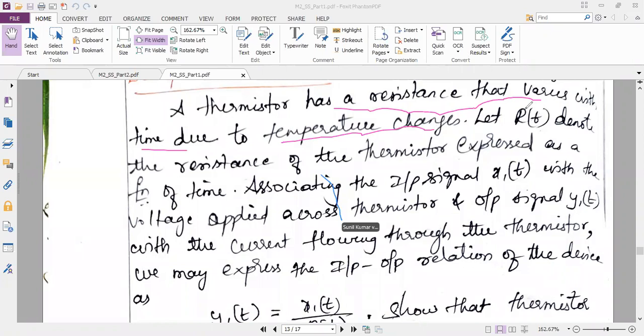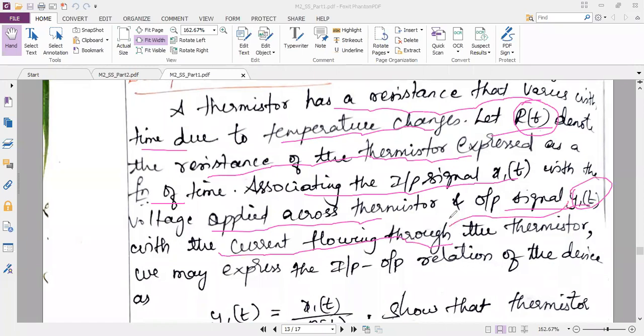Let R of t denote the resistance of the thermistor, which is expressed as a function of time. So my resistance I have expressed as a function of time. That's why it is R of t. Otherwise, normally we use resistance as just R. Associating the input signal x1 of t with the voltage applied across the thermistor, my output signal is y1 of t with the current flowing through the thermistor. So they clearly mentioned y1 is my output, which is related to current, and x1 is the input, which is related to voltage.